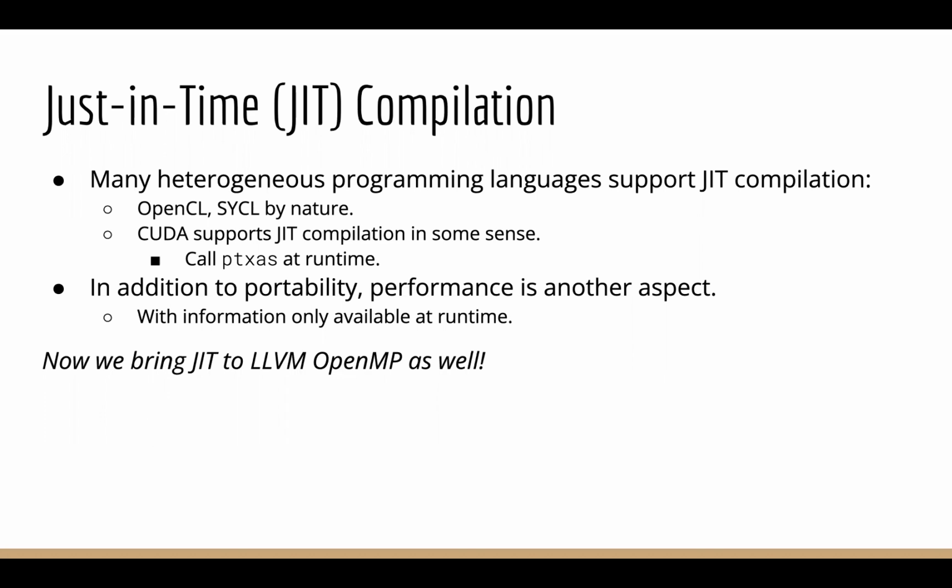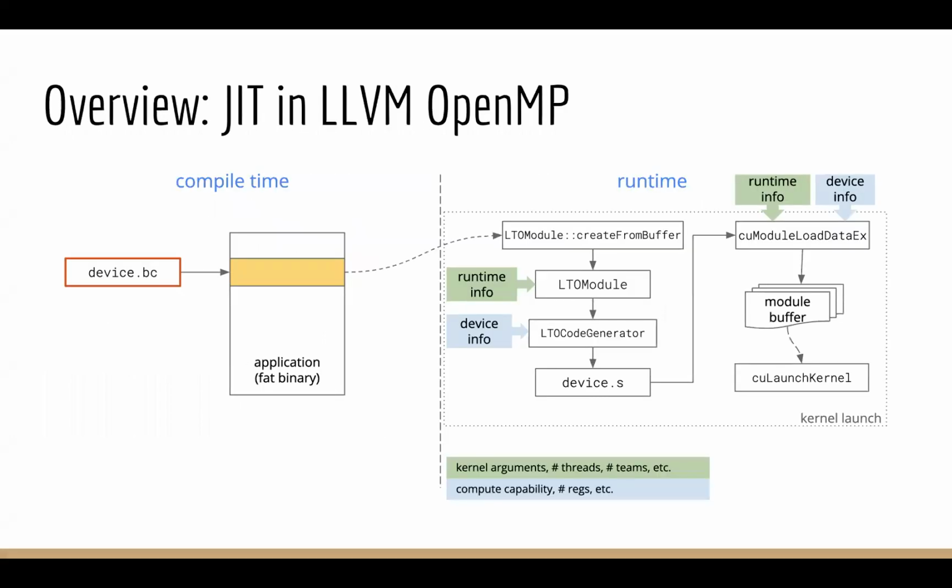In addition to portability, performance is also another aspect to use JIT compilation, because during the runtime, we have more information, and that information is only available at runtime. So in this work, we bring JIT to LLVM OpenMP. Here is an overview of how we implement the JIT support in LLVM OpenMP. With all the changes developed by Joseph, as he mentioned before, now we can embed the bitcode into the fat binary, into the application.